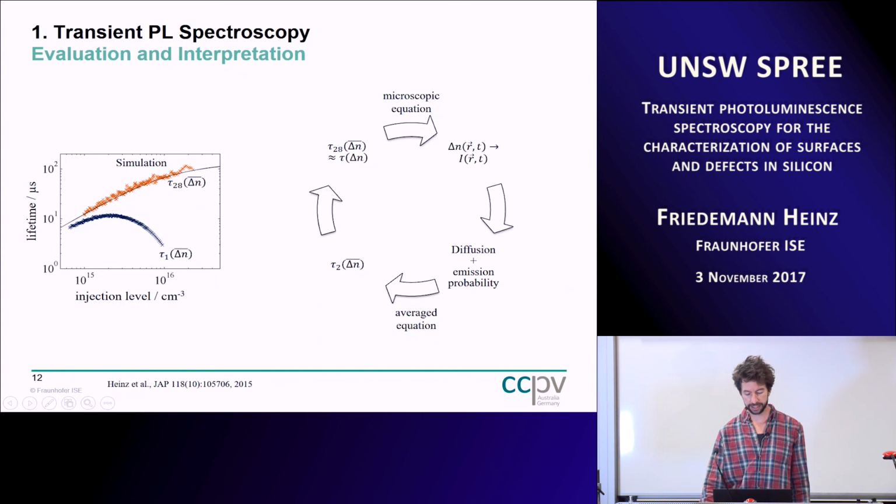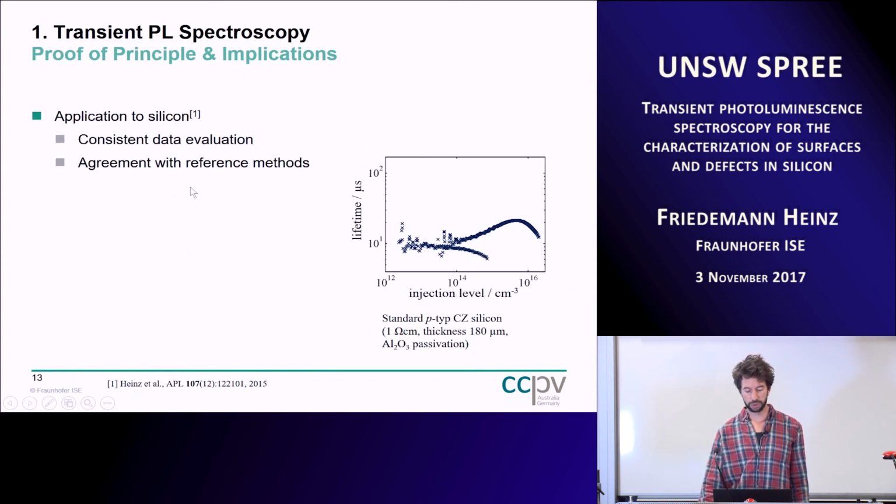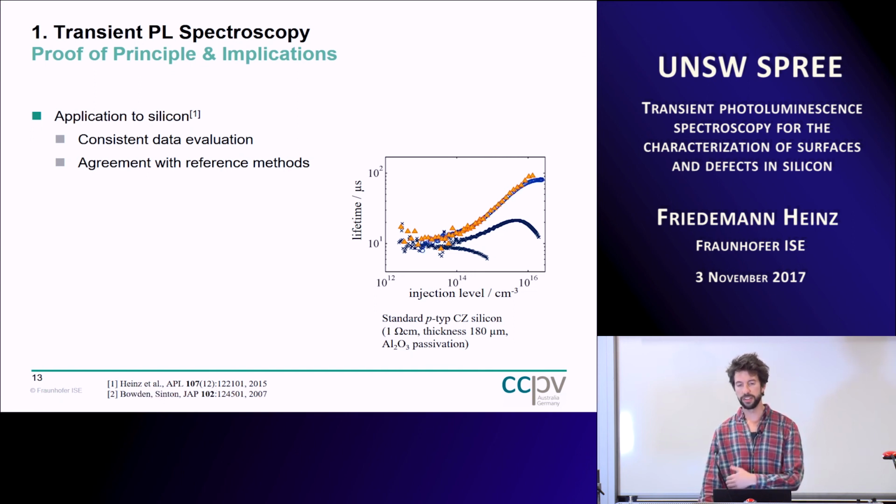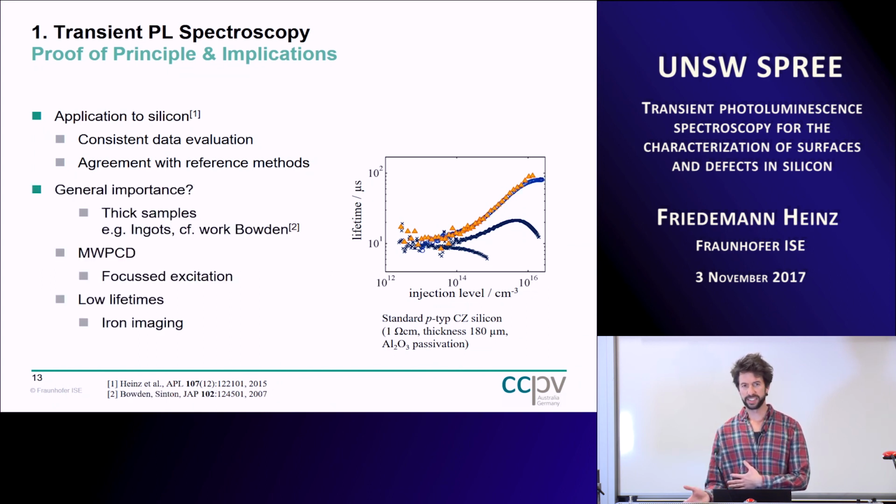So I applied this iteration technique to the experimental data, and we can actually find that now with a new evaluation, we get a consistent data set with this approach, and also a consistency with the QSSPC measurement. So this is a bit complicated, but is generally important.